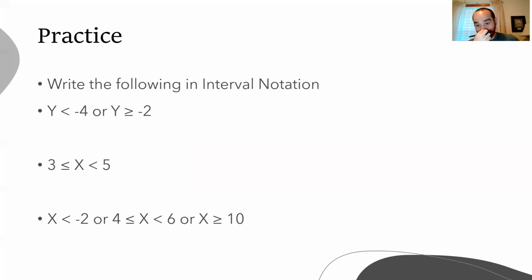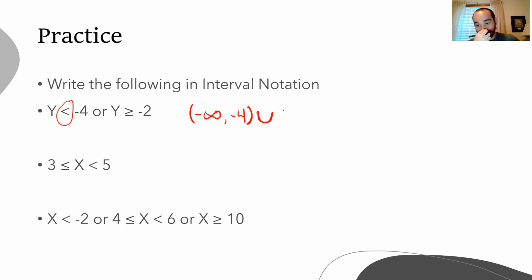So a couple quick practices with these ones. We've got y is less than negative 4. So it can go all the way to negative infinity, which is not going to be included. And then it is up to negative 4. And since we don't have an equal to here on this less than, we know that negative 4 is not included, so we're going to use a normal parenthesis. And then we have a union symbol right here.